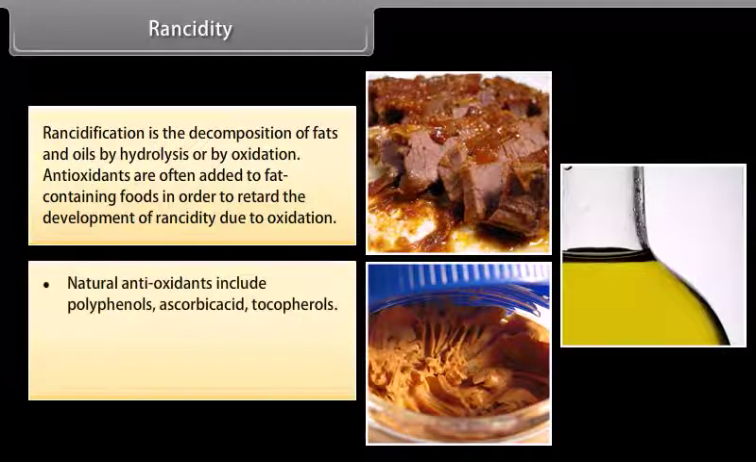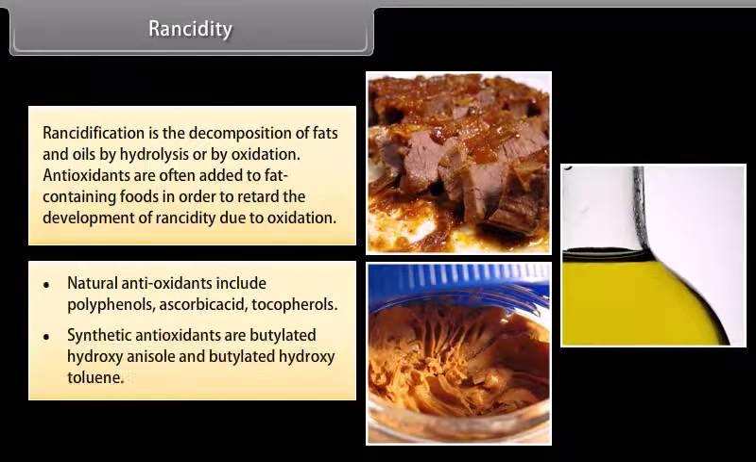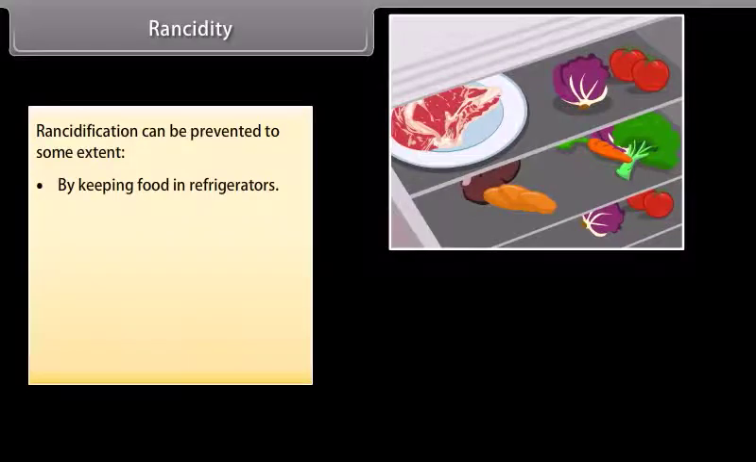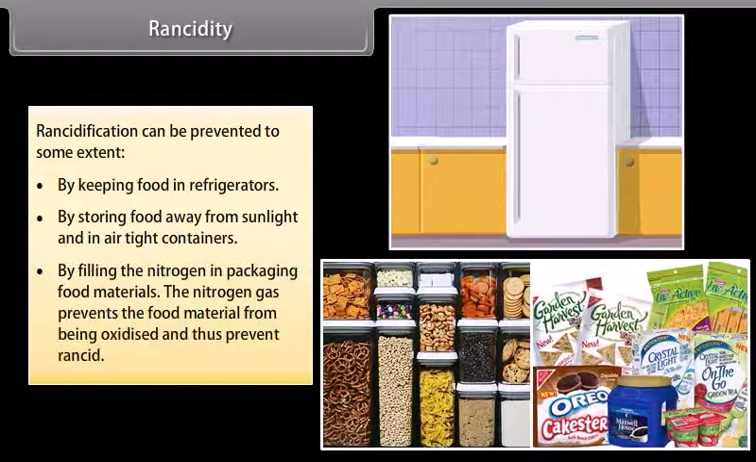Antioxidants are often added to fat-containing foods in order to retard the development of rancidity due to oxidation. Natural antioxidants include polyphenols, ascorbic acid, tocopherols. Synthetic antioxidants are butylated hydroxyanisole and butylated hydroxytoluene. Rancidification can be prevented to some extent by keeping food in refrigerators, by storing food away from sunlight and in airtight containers, and by filling nitrogen in packaging of food materials. The nitrogen gas prevents the food material from being oxidized and thus prevents rancidity.